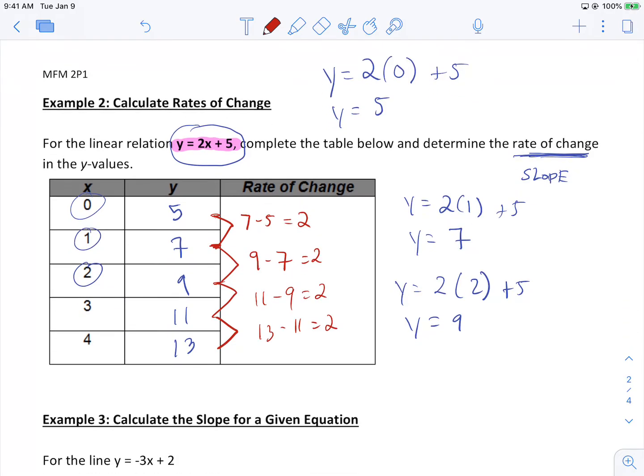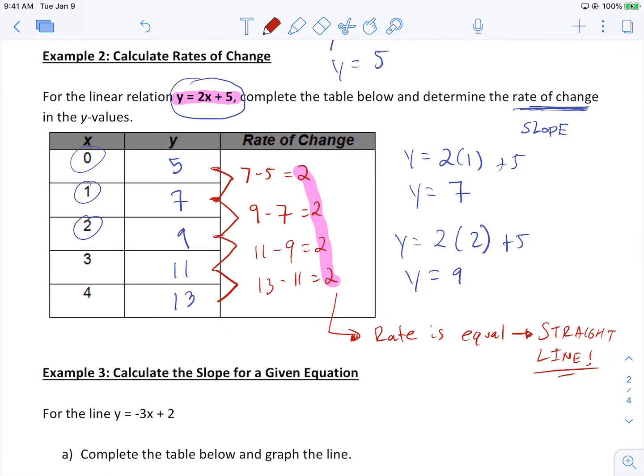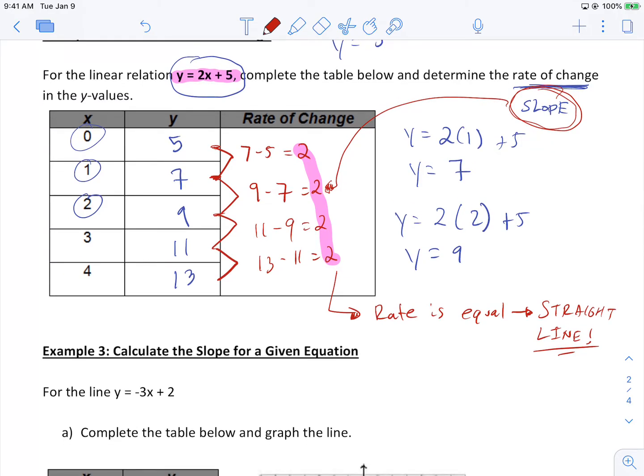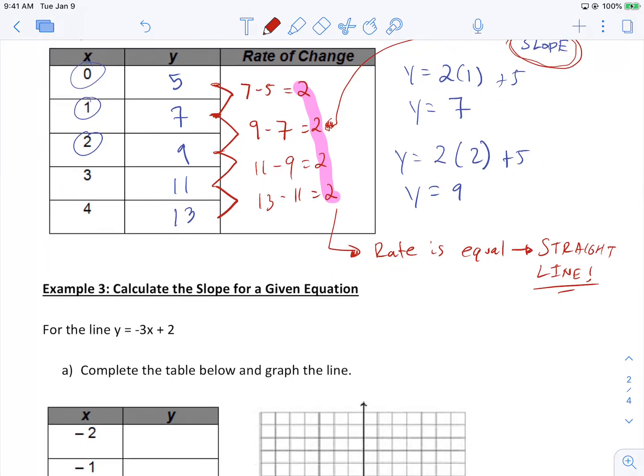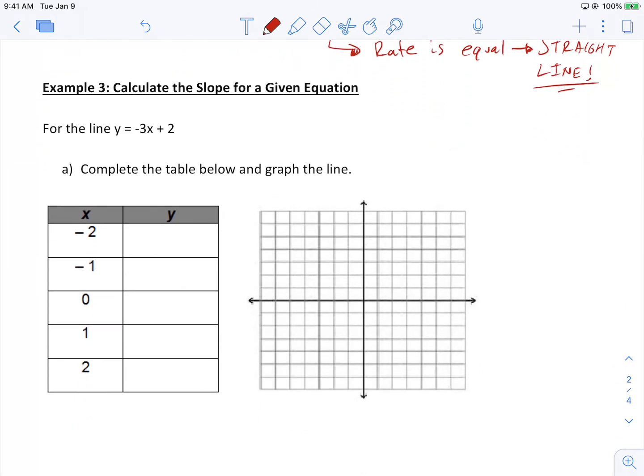And guess what? All of these things are the same. Yay. Which means if the rate is equal, we have a straight line. So in this equation, I know that my slope, which is my rate of change, is going to be equal to the value of 2. Okay, perfect.